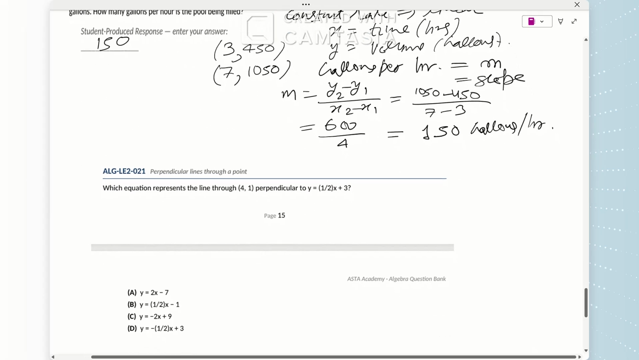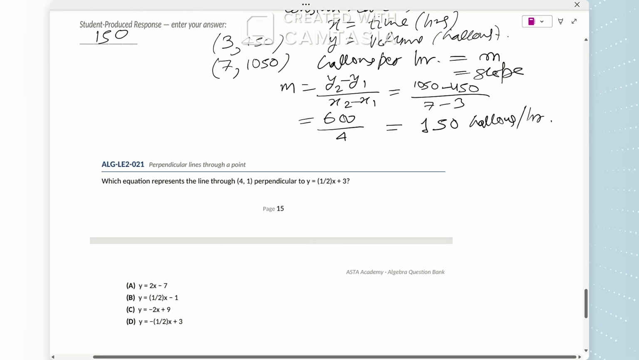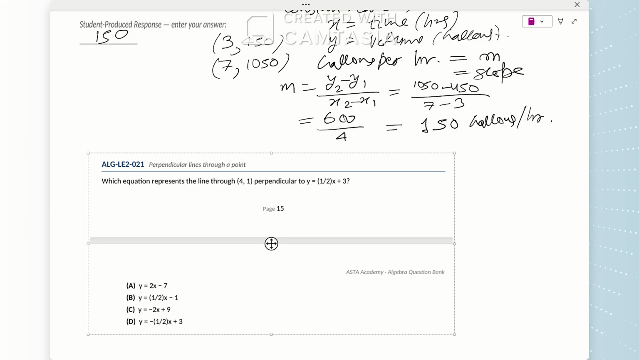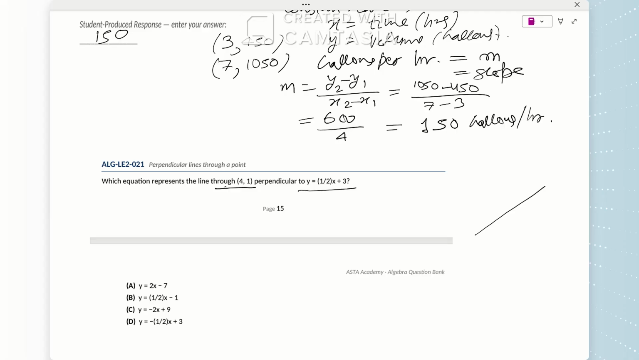Now come to the next question, which says: which equation represents the line through 4, 1? So you have a situation where the line is passing through this point and it is perpendicular to this. So if you have this line given, you have to find the line perpendicular to this, and the point is given to you. All right, how do you do that?